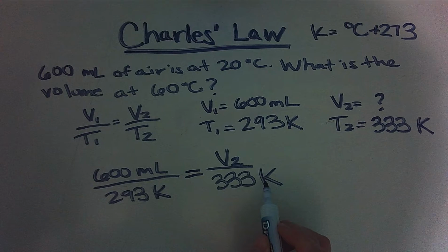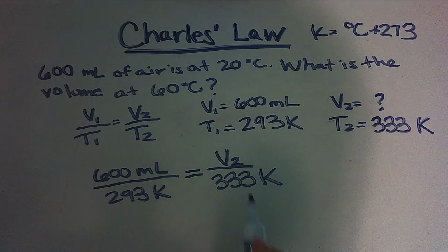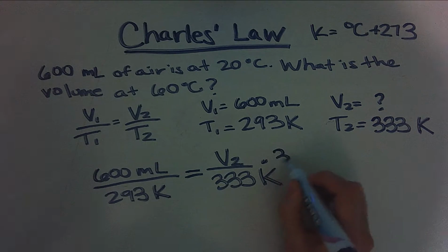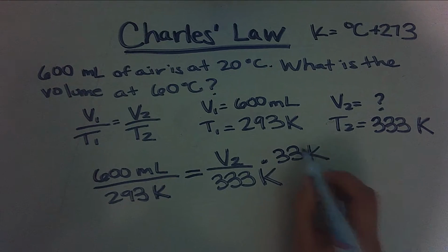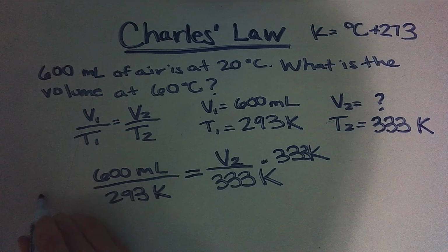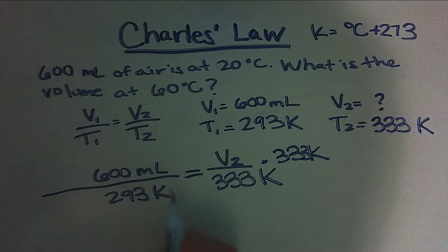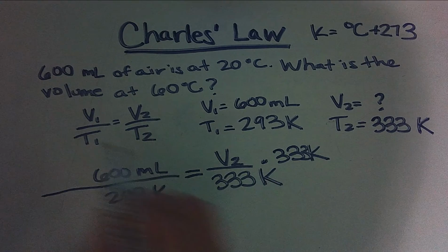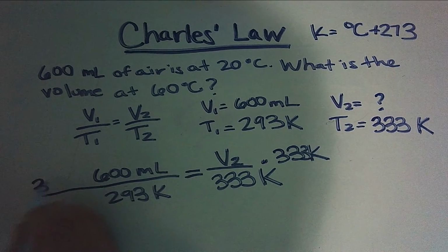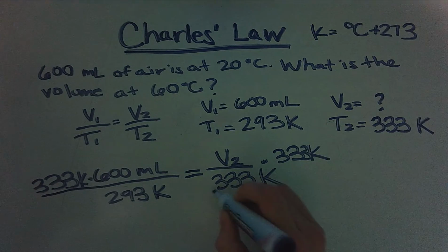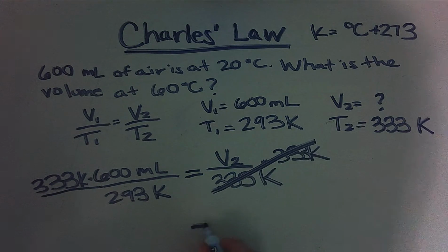Now, what you may remember from algebra is that to get this all by itself, you need to undo what has been done to it. So I'm going to multiply this by 333 Kelvin. What I do on one side of the equal sign, I have to do on the other. Now when you multiply this side by 333 Kelvin, it's going to go on top. These are going to cancel out. I'm just going to be left with my variable.